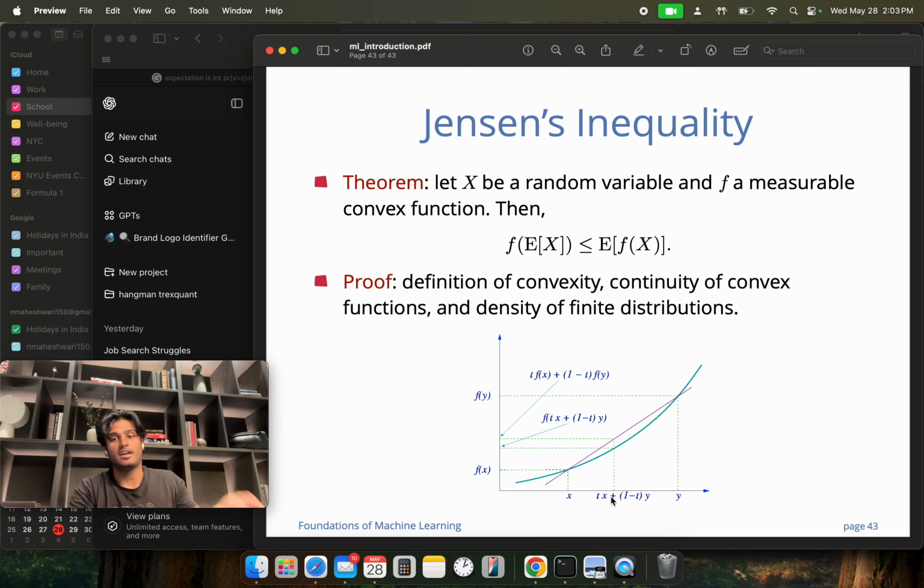Now if I evaluate f outside the expectation, because of the nature of the function being convex, we see that this is below this line. And what is this line? This line is the expectation outside of f of X. We connect f of X and f of Y, and we take probability p times f of X and probability q times f of Y, so we get this point. As you can see, the expectation outside a convex function is less than the expectation inside it. This comes from the definition of convexity, and that's it.